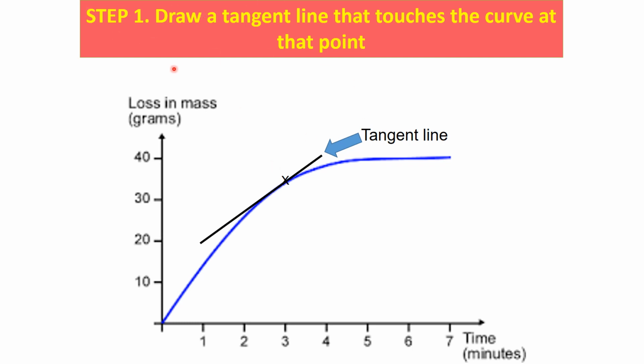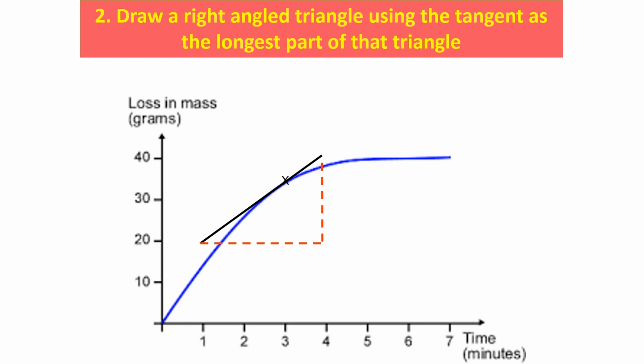So you can write down step one: draw a tangent line that touches the curve at that point and matches the curve's position. Then step two, we need to draw a right angle triangle using the tangent as the longest part of the triangle. So you're basically going to draw a line down and a line directly across. From the top, draw a line down, from the bottom, draw a line across. That's now a right angle triangle.